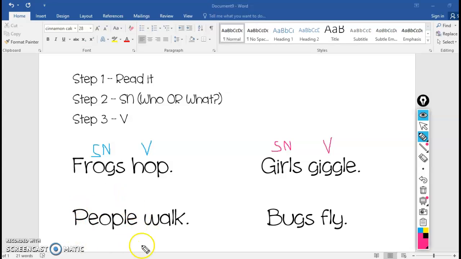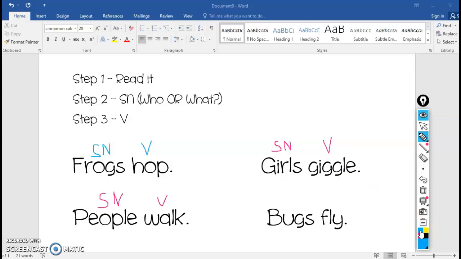Obviously, people are people, so I'm going to use who for my subject noun question. I'm going to put all three steps together this time without pausing in the middle. Here we go. People walk. Who walk? People. Subject noun. What is being said about people? People walk. Verb. All right, and then I'll come to my last one here.